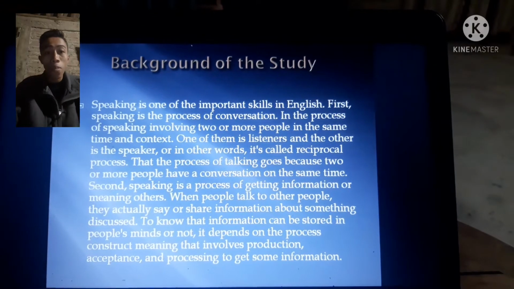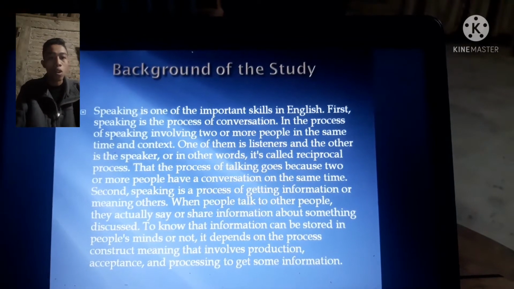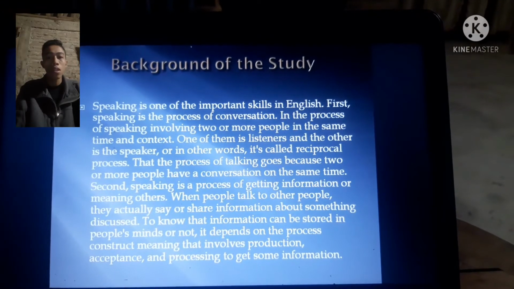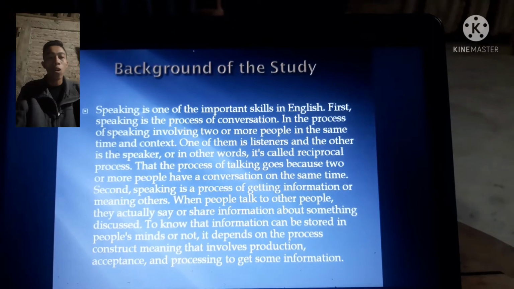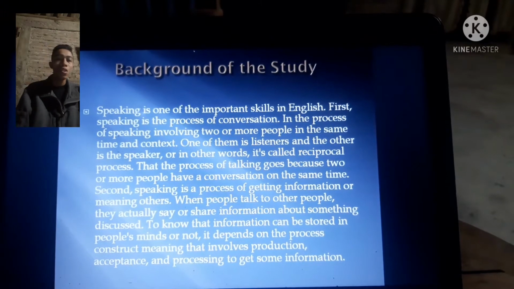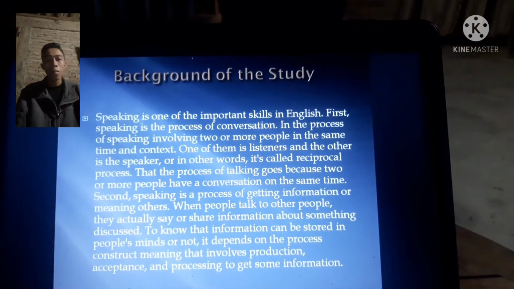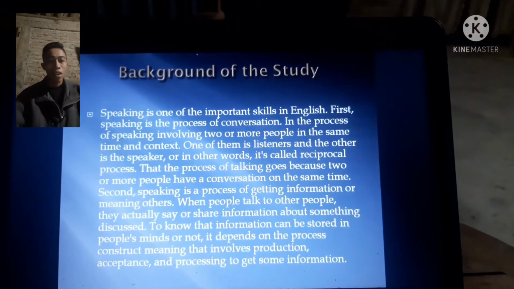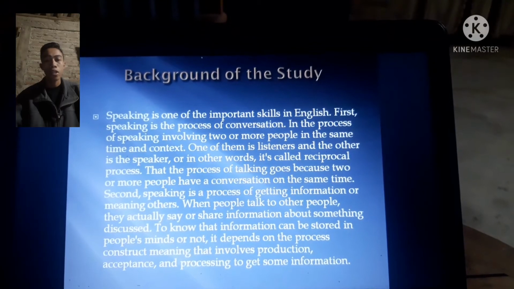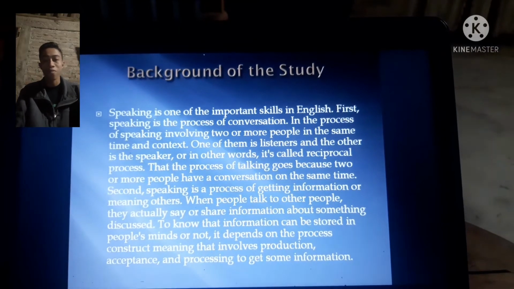And second, speaking is a process of getting information or meaning from others. When people talk to other people, they actually say or share information about something in a discussion. Whether that information can be stored in people's minds or not depends on the process constructs, meaning the information production, acceptance, and processing to get some information.